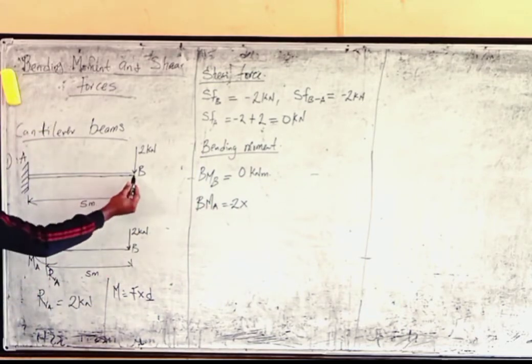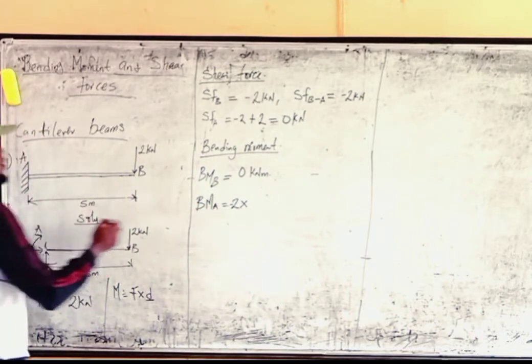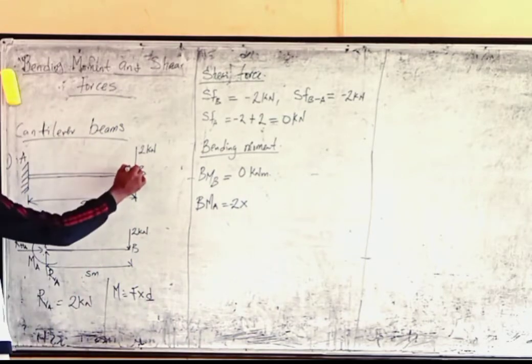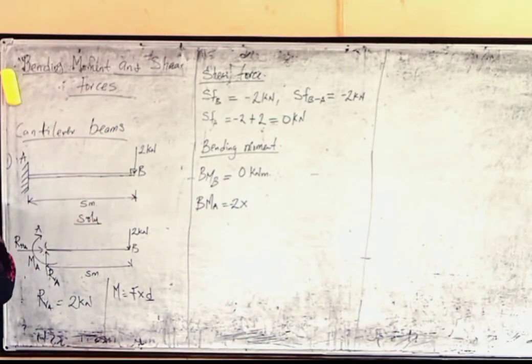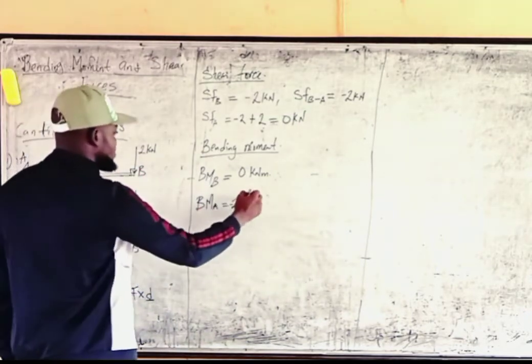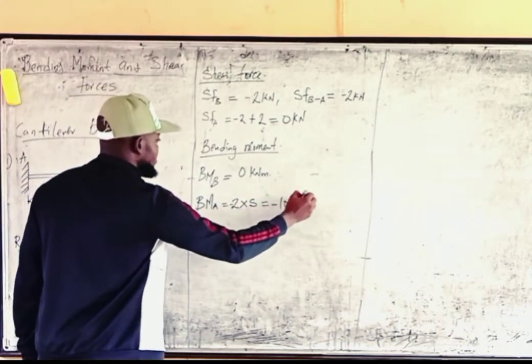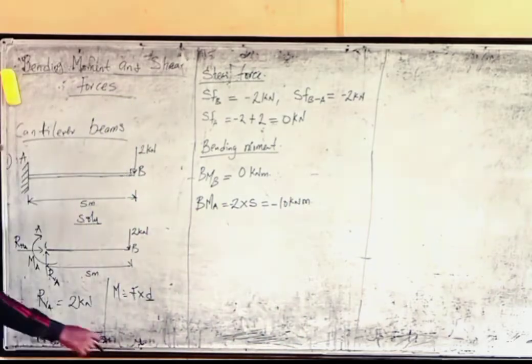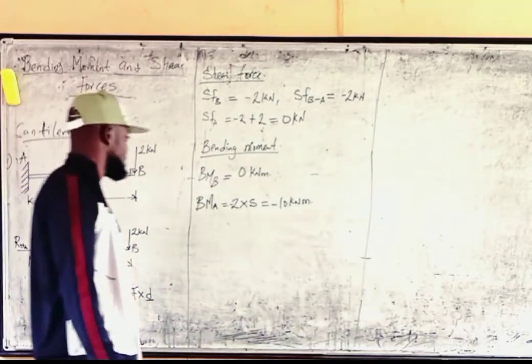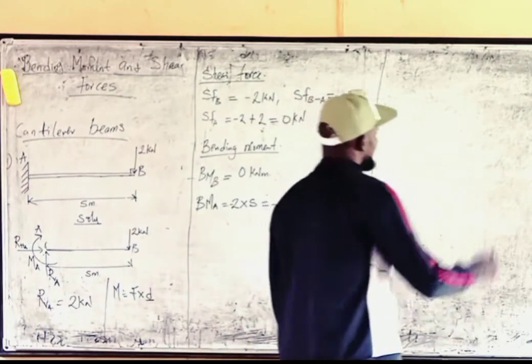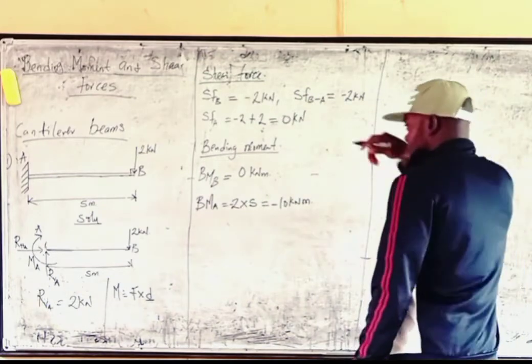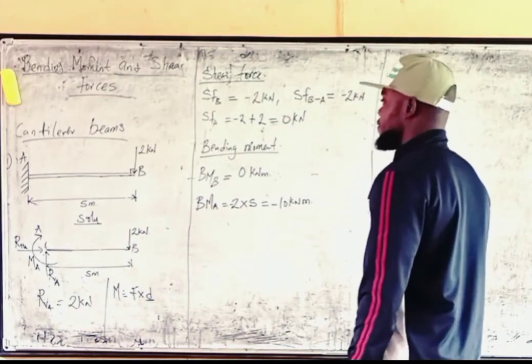Now what is the distance between this point and A? It is 5. That is the perpendicular distance, so this makes an angle of 90 degrees to point A. So that will give us 2 times 5, which is minus 10 kilonewton meters. That's what we're going to have as the moment at point A. So the next thing we have to do is draw out the bending moment diagram and the shear force diagram.